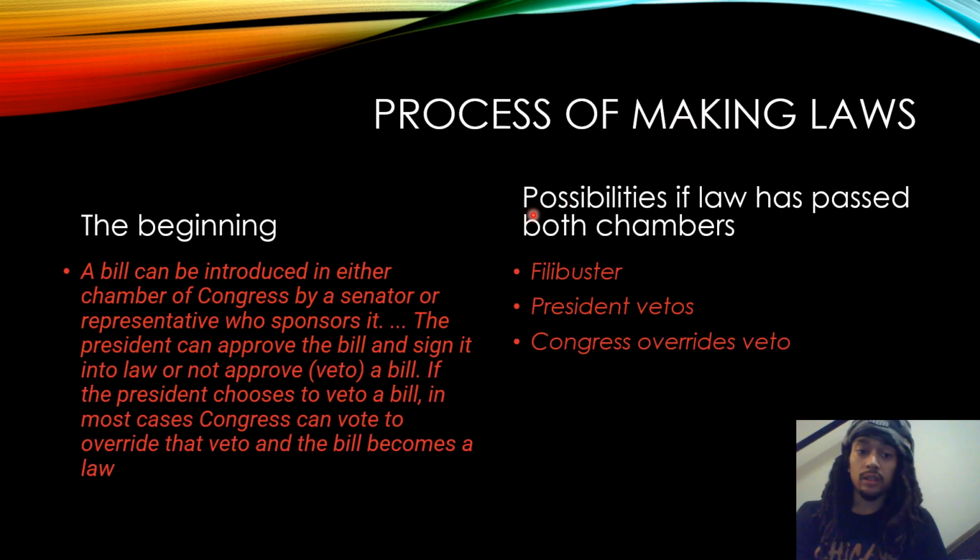Process of making laws. The beginning: a bill can be introduced in either chamber of Congress by a senator or a representative who sponsors it. The president can approve the bill and sign it into law, or not approve, veto a bill. If the president chooses to veto a bill, in most cases, Congress can vote to override that veto, and the bill becomes a law. Possibilities: if the law has passed both chambers, filibuster, president veto, or Congress can override the president's veto.